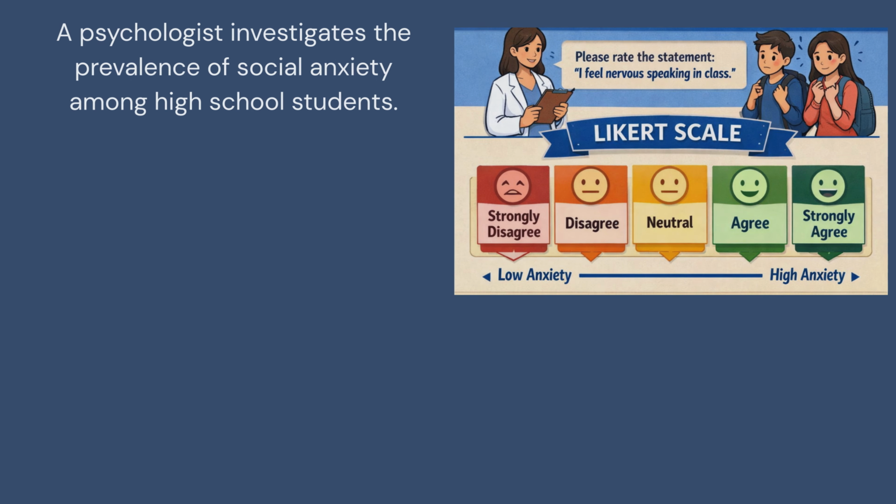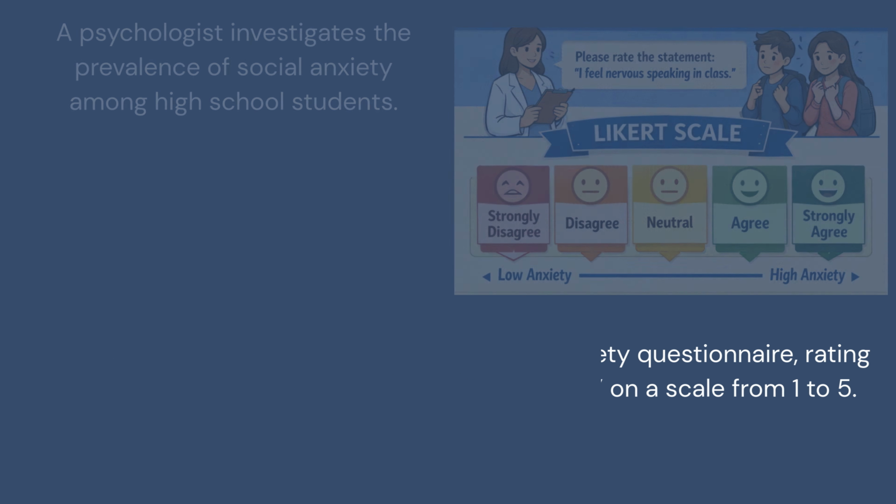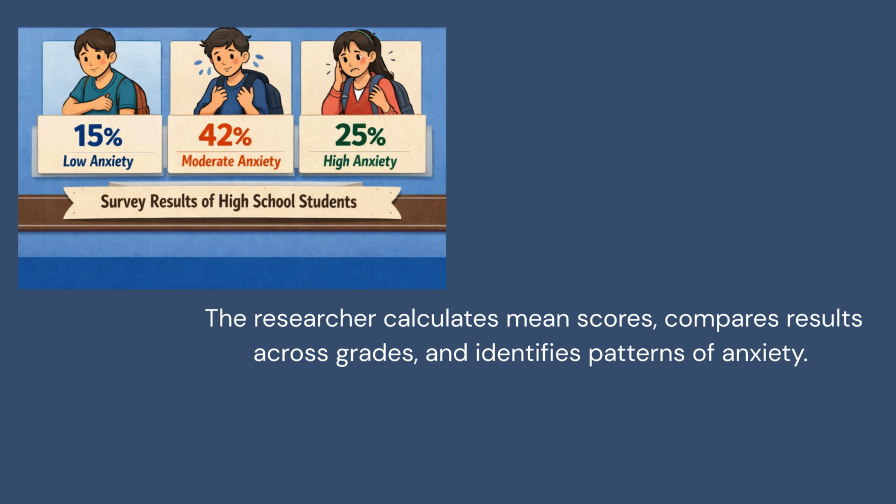population. A psychologist investigates the prevalence of social anxiety among high school students. Participants complete a standardized social anxiety questionnaire, rating statements like "I feel nervous speaking in class" on a scale from 1 to 5. The researcher calculates mean scores, compares results across grades, and identifies patterns of anxiety.